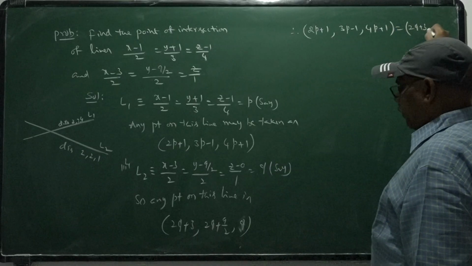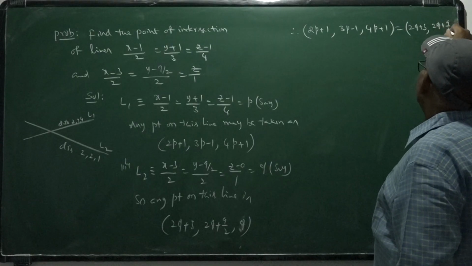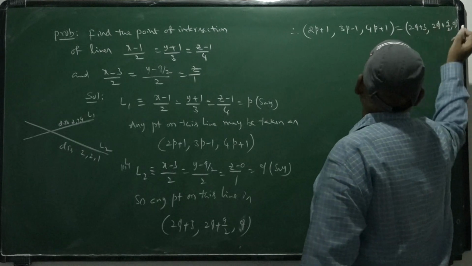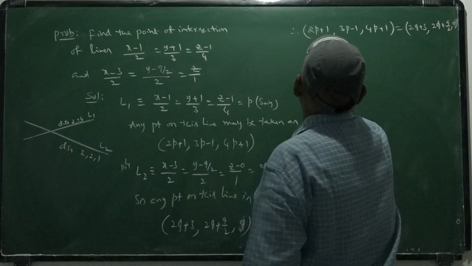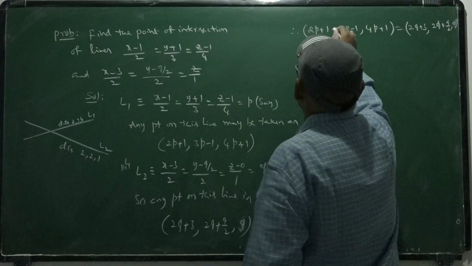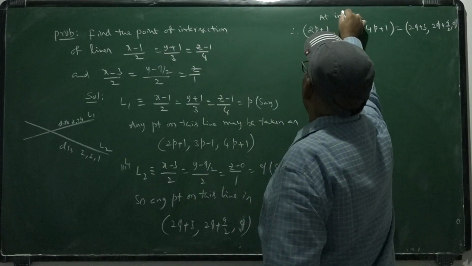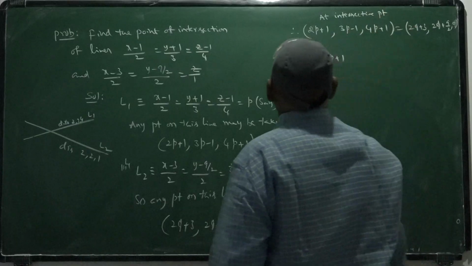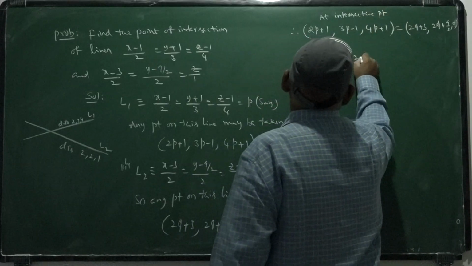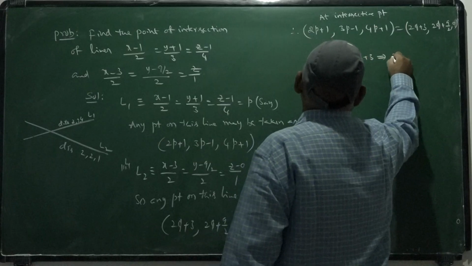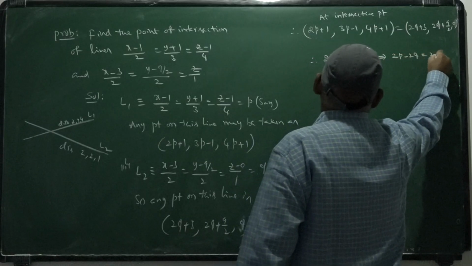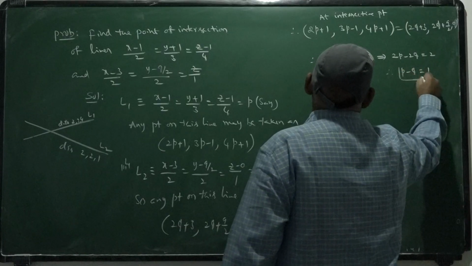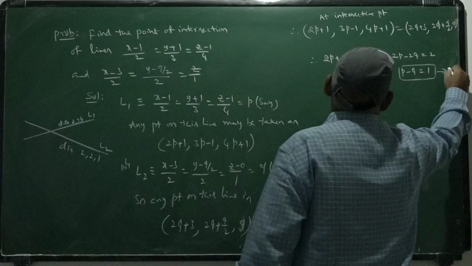2q plus 3 and (2q plus 9) by 2 and q. So equating x coordinates at the intersecting point, these two are equal. Hence 2p plus 1 is 2q plus 3, which implies 2p minus 2q equal to 2. So p minus q equal to 1. This is one relation, let it be 1.